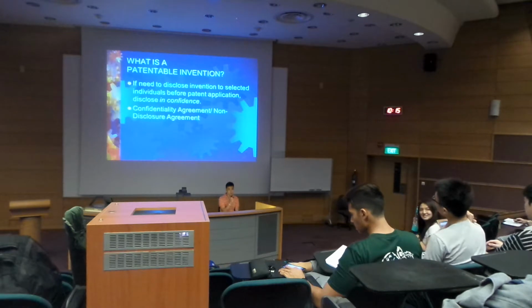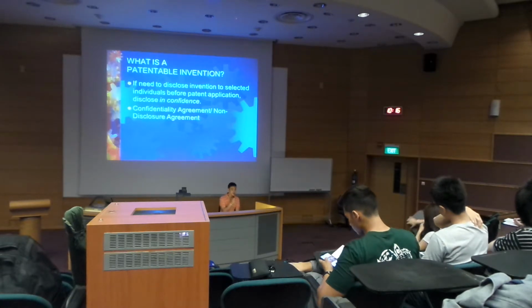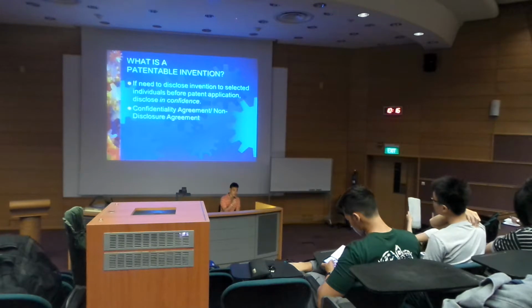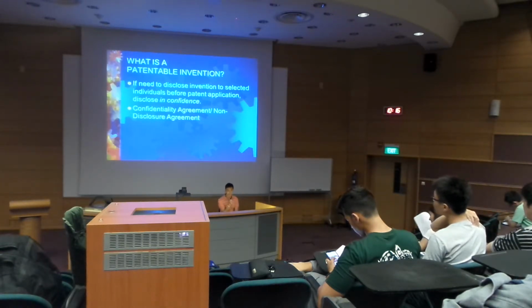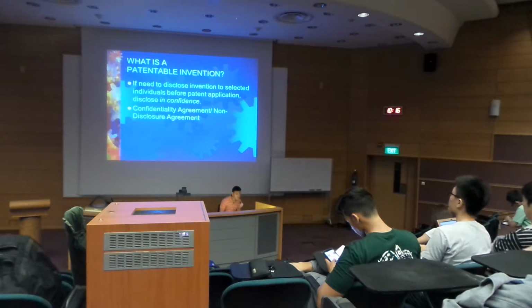So when you need to disclose before you apply for a patent, you need to disclose it in confidence. This means that it is necessary for you to get them to sign a confidentiality agreement or non-disclosure agreement. They are both the same thing. You disclose in confidence, meaning what I'm telling you is purely confidential. Let's sign this agreement before that.